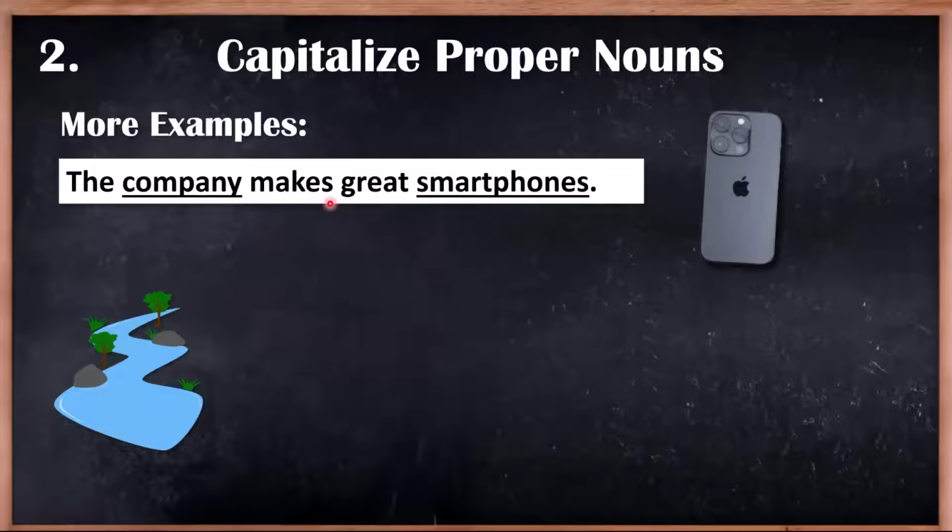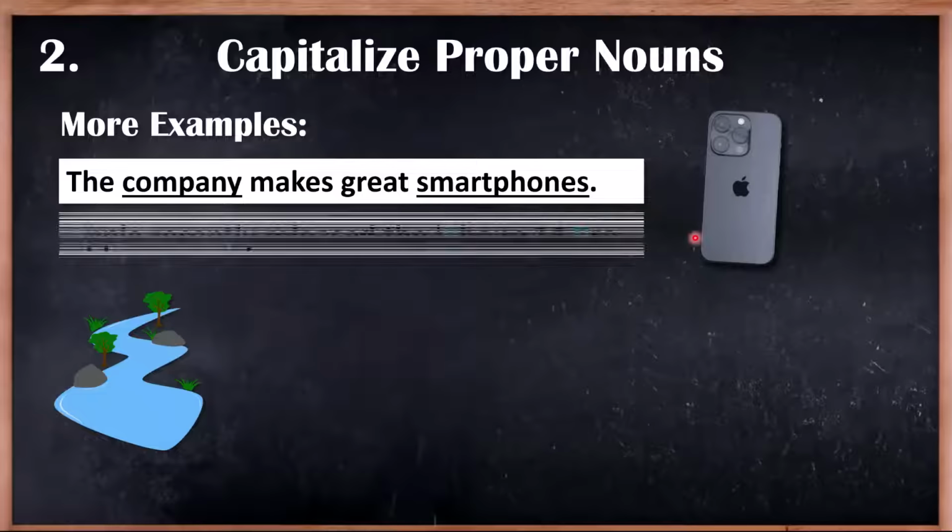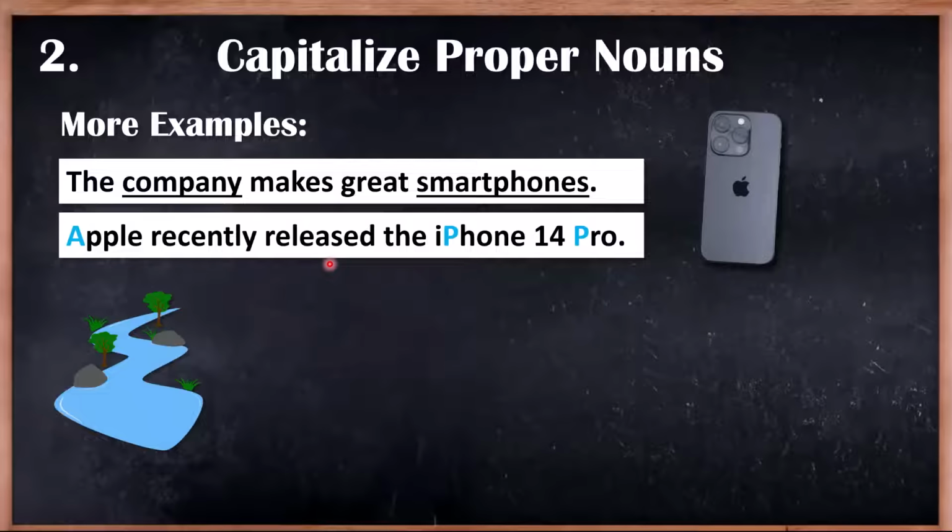Here's some more examples. The company makes great smartphones. Company is a common noun, and smartphones is a common noun. What if we replace these with proper nouns? Apple recently released the iPhone 14 Pro. Okay, so the company named Apple must begin with a capital letter, even if it's not the beginning of a sentence. And notice the capitalization of iPhone 14 Pro.